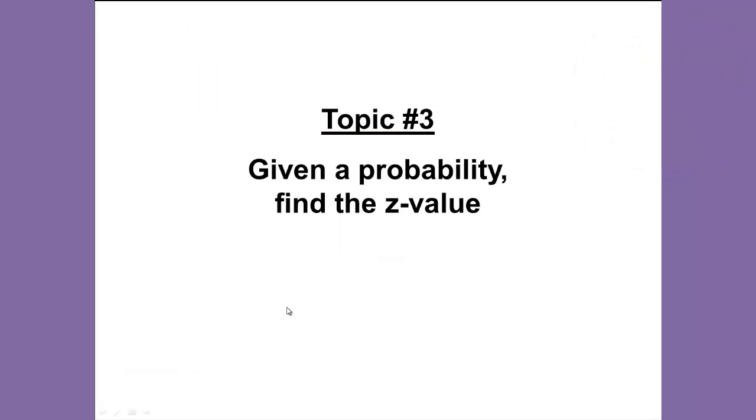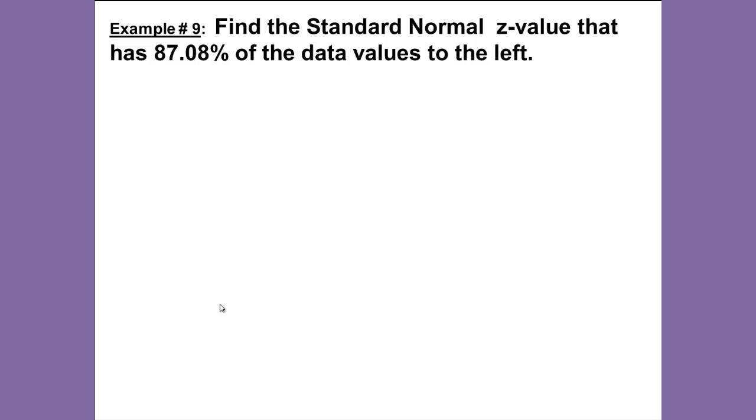And we're on to topic number 3, which is given a probability, find the z-score. In topic number 3, we are working backwards. In this case, we're going to be given the area or probability and asked to find the z-score. In example number 9, it says, find the standard normal z-value that has 87.08% of the data values to the left.